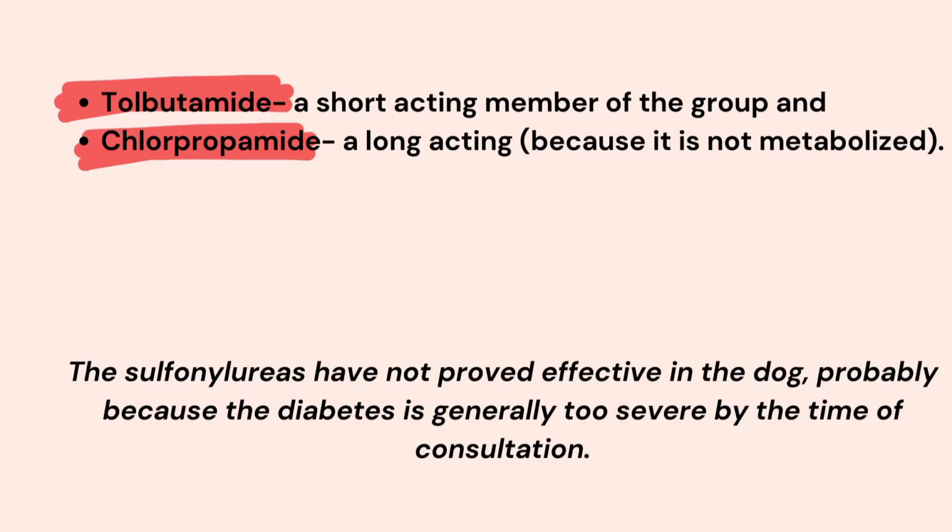Drugs under sulfonylureas are tolbutamide and chlorpropamide. Tolbutamide is a short-acting member of the group, and chlorpropamide is long-acting because it is not metabolized.